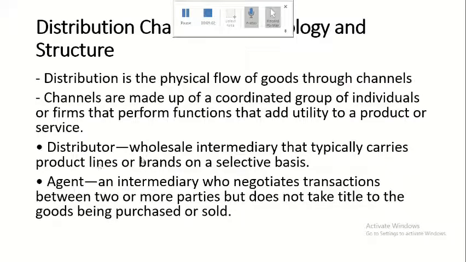There are 2 intermediaries of the distribution channel, which are distributor and agent. A distributor is the wholesale intermediary that typically carries product lines or brands on a selective basis, and then the agent is the intermediary who negotiates transactions between 2 or more parties but does not take title to the goods being purchased or sold.